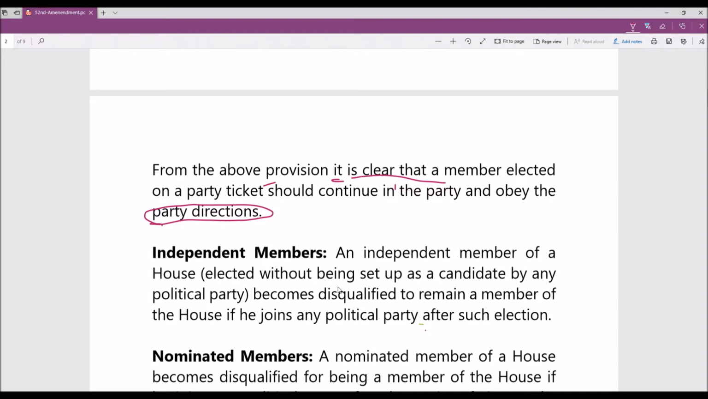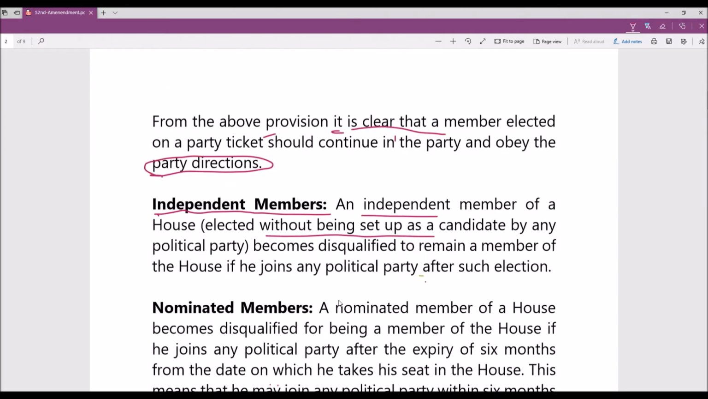What happens to an independent member? There are many members that get elected to the house, whether in the state legislative assembly or in the parliament. An independent member of a house, elected without being set up as a candidate by any political party, becomes disqualified to remain a member of the house if he joins any political party. So suppose a member wins a seat as an independent, but after the result of the election he joins a political party, he automatically becomes disqualified.